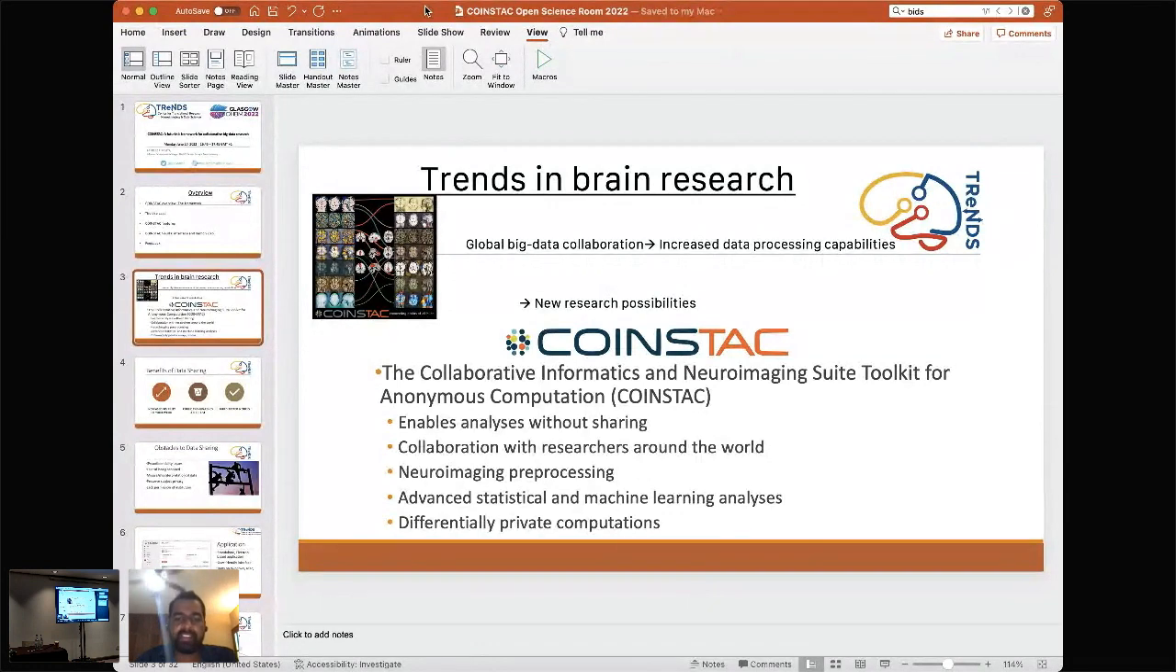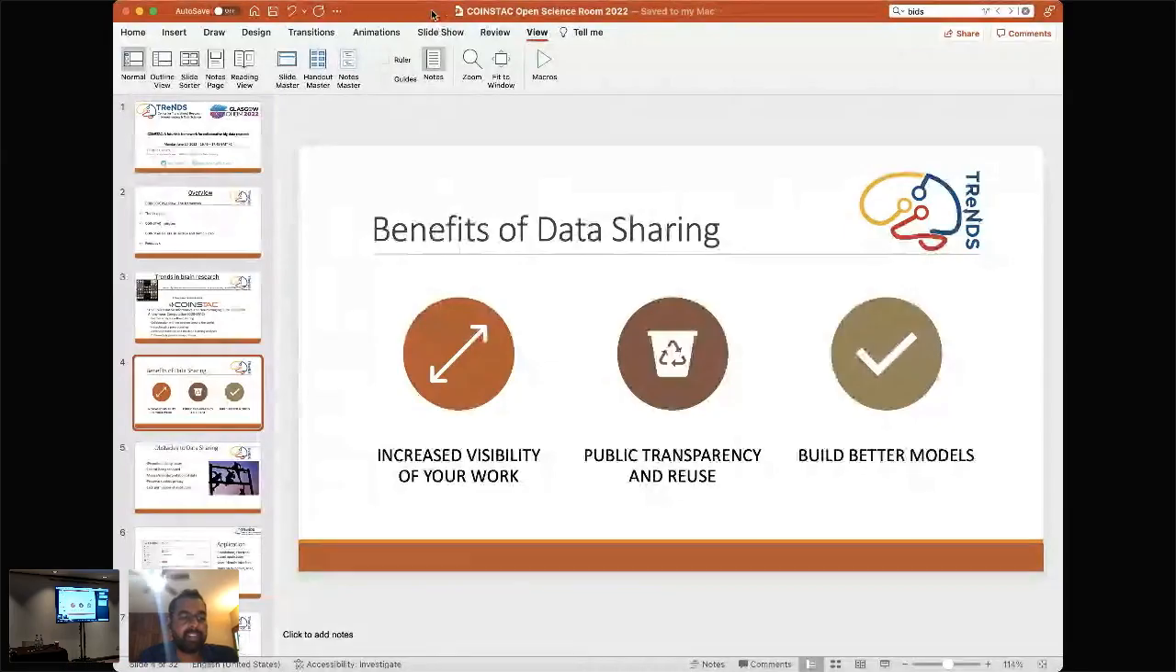It enables analysis without sharing the data and allows for better collaboration with other people, and sites with sensitive data like HIPAA can have a better chance of collaborating with people across the world using our framework. As of now, we've implemented quite a lot of machine learning computations in our software, including differentially private computations. I will go through a quick overview of COINSTAC and the benefits of it.